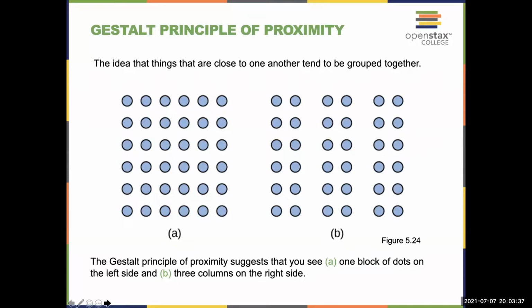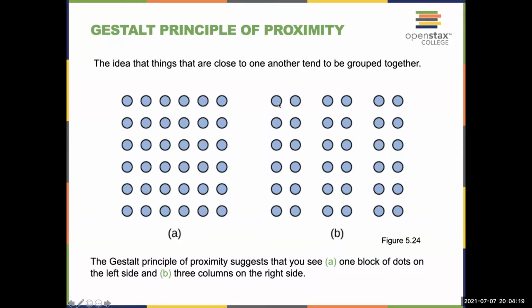The next principle is the principle of proximity. The idea is that things that are close to one another tend to be grouped together. If we look at group A, that's just one block of dots. Then if you look at the picture on the right side, picture B, you see three columns of dots, not so much a block anymore. But we're grouping things together in that way.